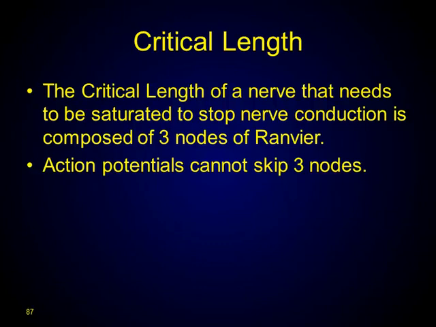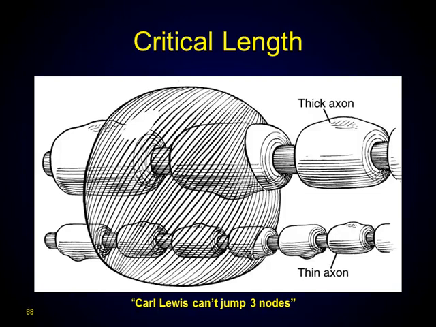So again, three nodes, critical length. Can't jump three nodes. That impulse cannot jump three nodes. So if you can block three nodes, you're good. Here's a nice cartoon representation of that. Since Carl Lewis is a long jumper, he may be able to jump 30 meters, but he can't jump three nodes.